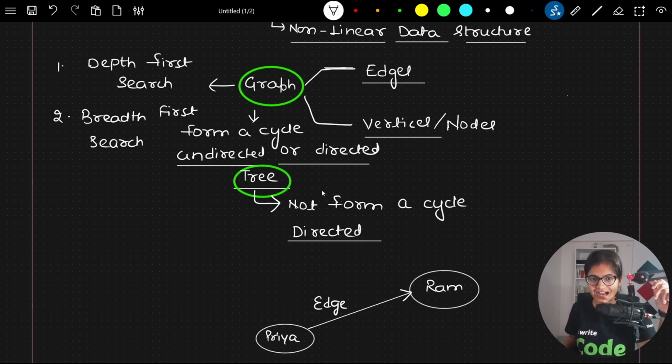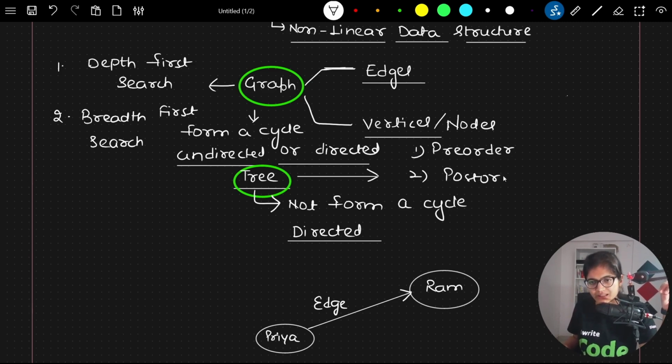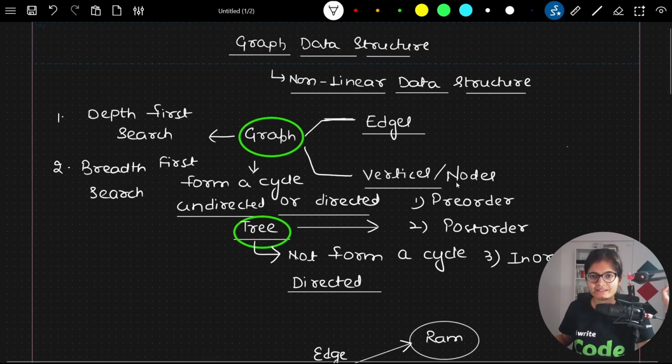In trees, we have already covered the traversal algorithms. We have three different traversal algorithms: one is pre-order, one is post-order, and the last but not the least is in-order. So these are the three major traversal algorithms in trees that we have.